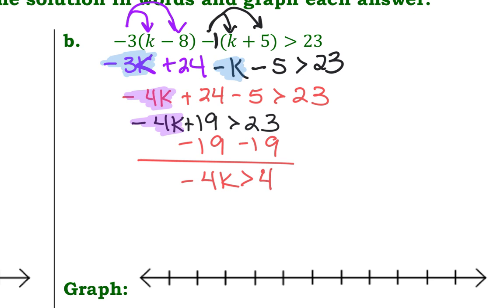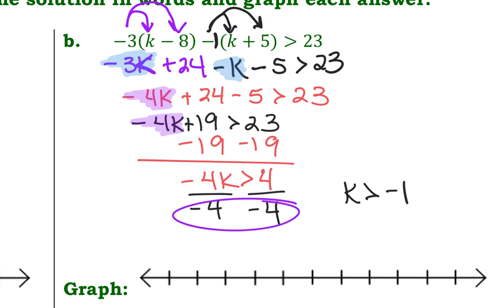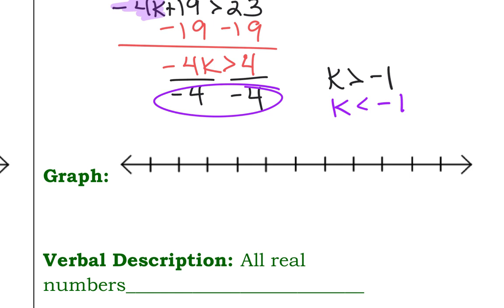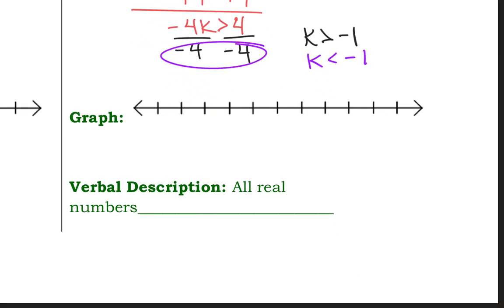All right, and then what should be our last step? By? Negative 4. Good. So our k here is greater than what? Negative 1. Did you divide by negative? You did. So what's k actually? K is less than negative 1. Good. So you can put that down here already. All real numbers are less than negative 1, right? Because we had to change the sign.